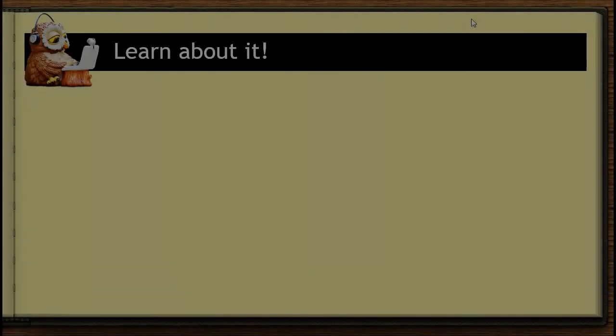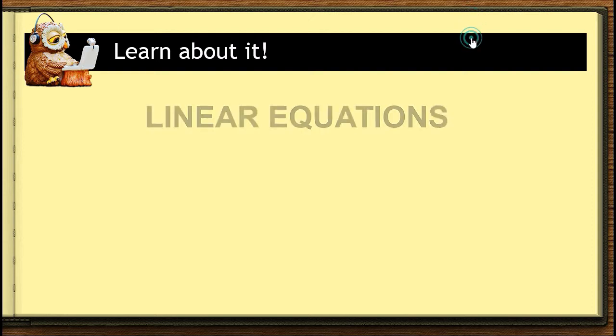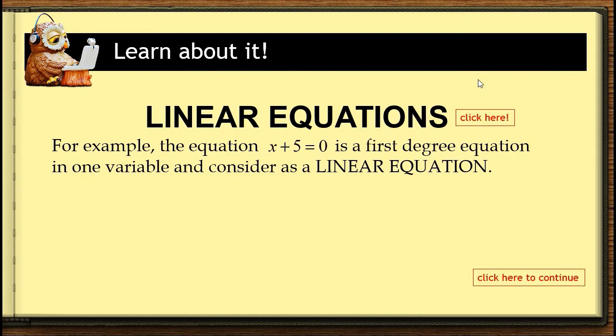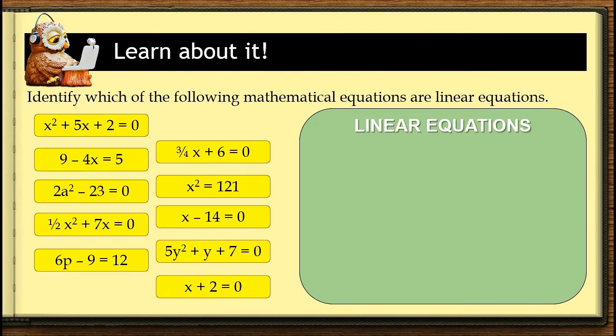In your previous grade level, you have learned how to solve first-degree equations in one variable. These equations with the highest exponent of 1 are called linear equations. For example, the equation x plus 5 equals 0 is a first-degree equation in one variable and is considered a linear equation. Let us try to identify which of the following mathematical equations are linear equations.